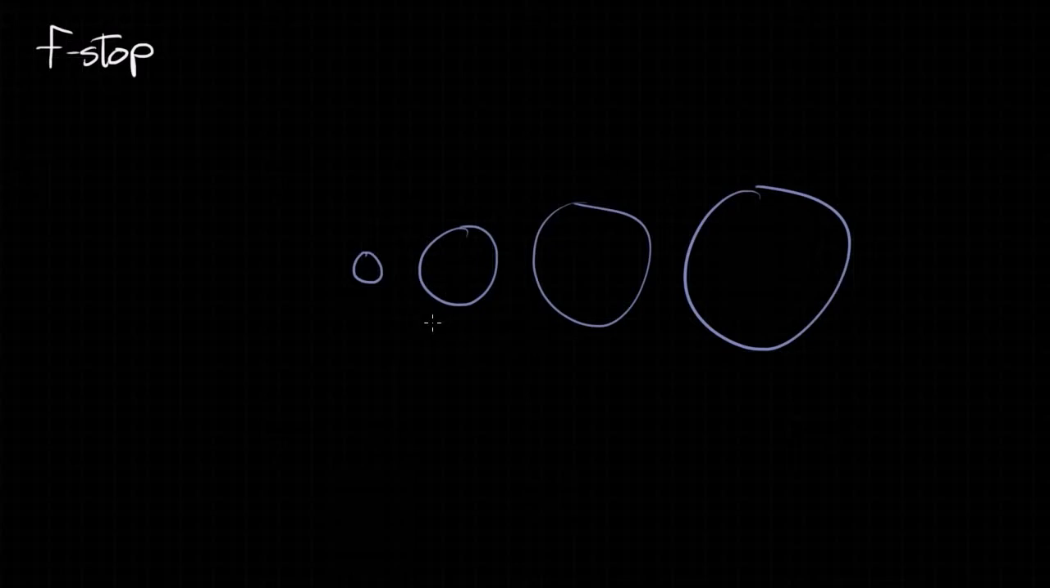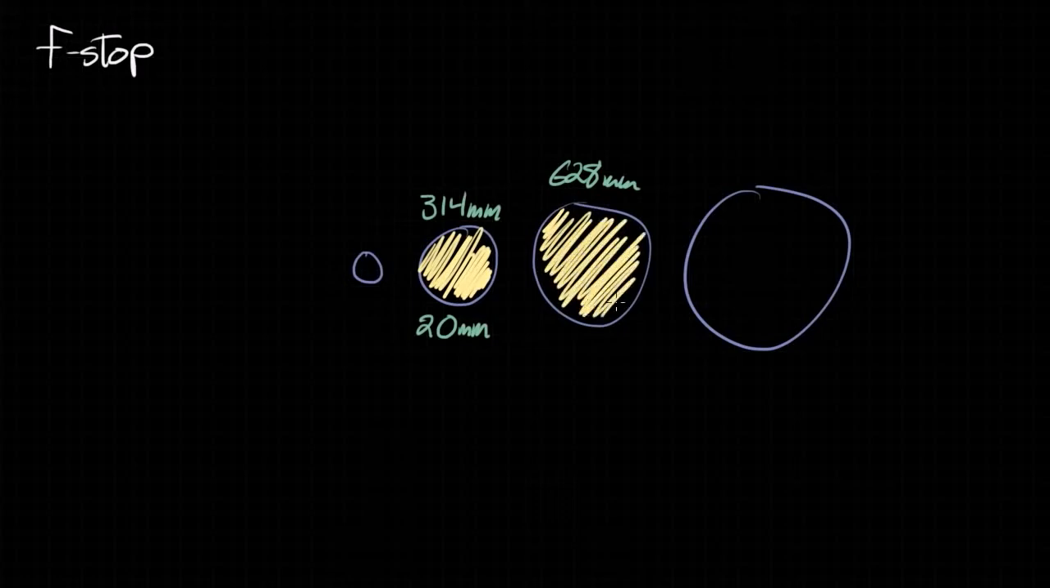aperture. Let's use this one for example and say it's got a diameter of 20 millimeters. That means the area of the aperture is 314 square millimeters. This is important because basically the area of the aperture is saying this is how much light we're letting through this aperture. So if we go up to the next size aperture in the f-stop scale, we're doubling the area of the aperture, which means we're letting in double the amount of light into this aperture.